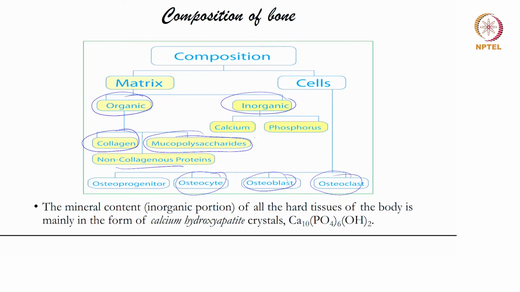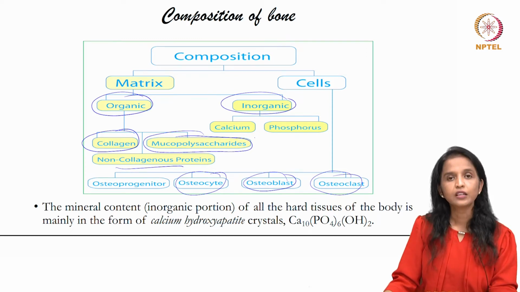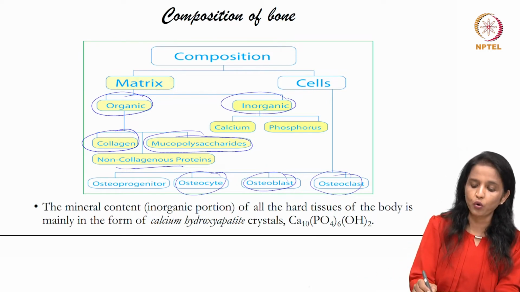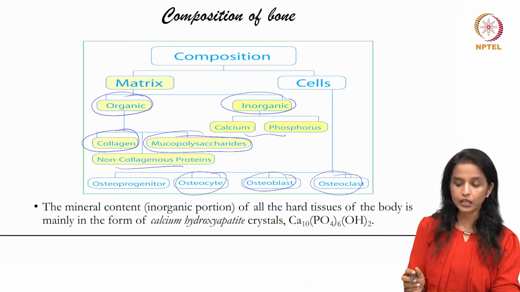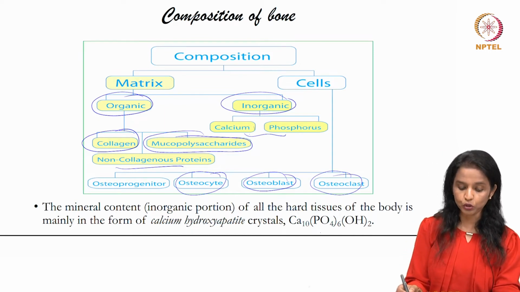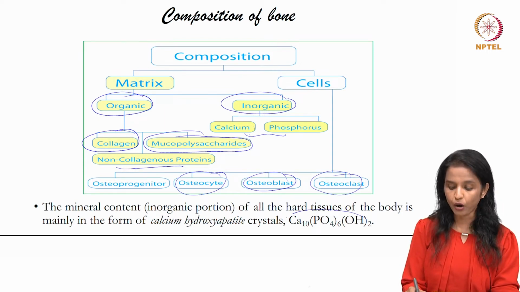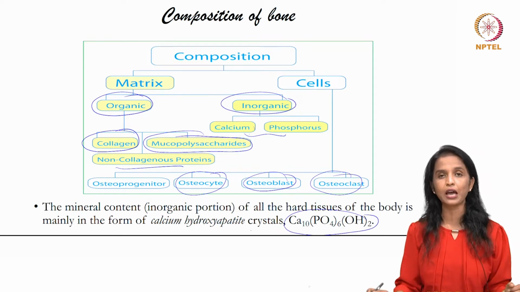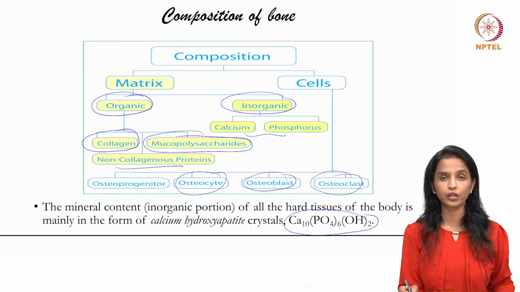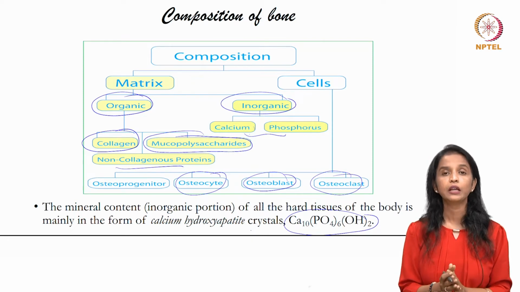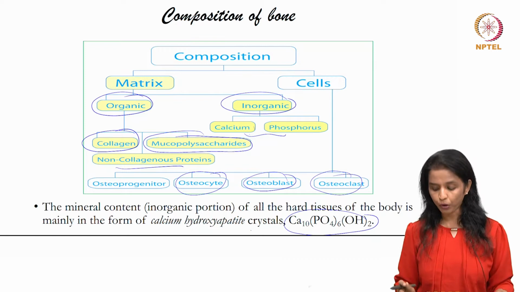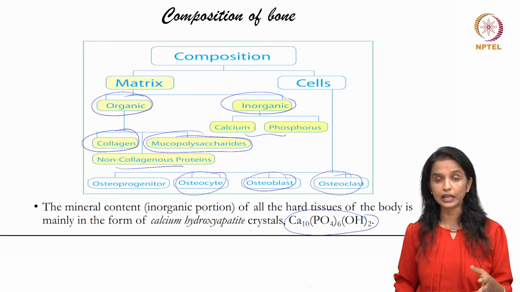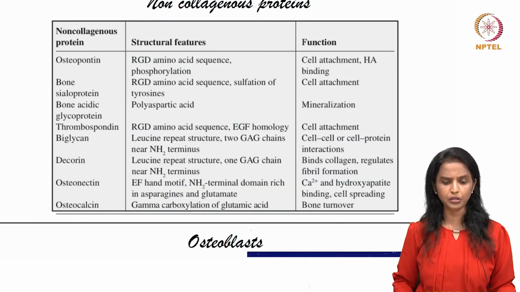The inorganic composition is made up of many ions. The predominant ions of the bone are calcium and phosphorus, which form the most important vital component, and this inorganic portion is in the form of calcium hydroxyapatite. Calcium hydroxyapatite is the principal crystal present in the hard tissues of the body, namely the bone, the enamel, the dentine and the cementum.